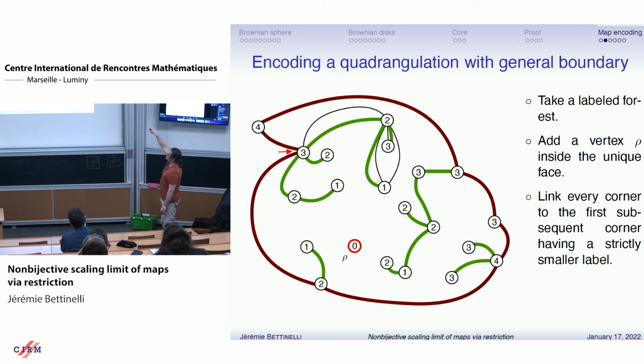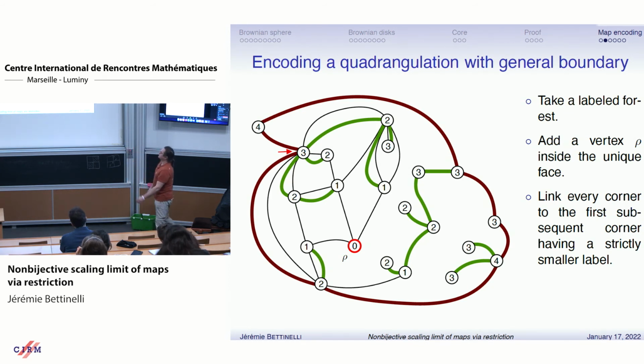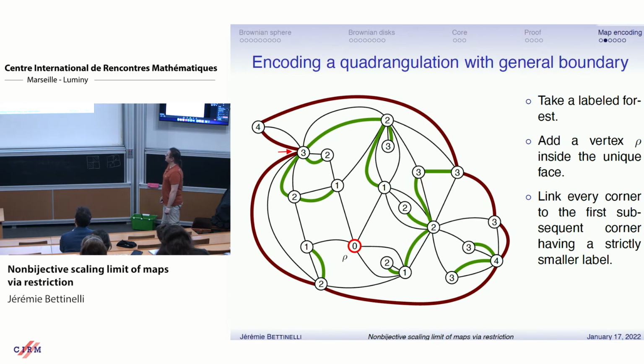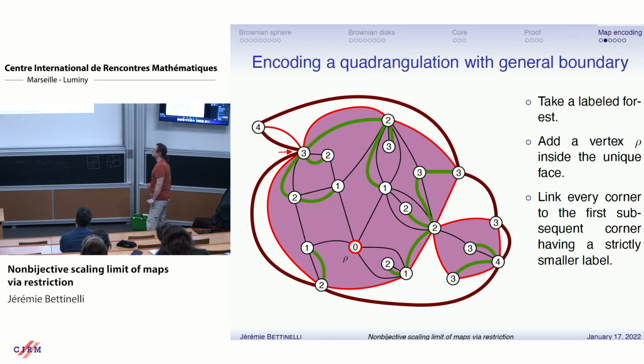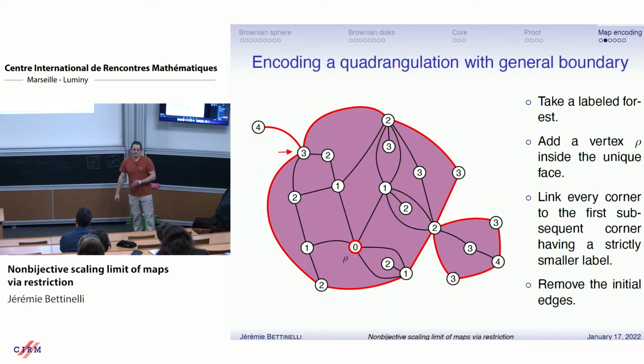When you are at 1, the only corner with label 0 is the vertex added. So you link there. And you keep going. You are here at the corner label 2. You look for 1, this one, and so on. You do that for the whole tree, then the next tree, and so on. And when you are finished, you remove all the initial edges, and you get a quadrangulation with a boundary.